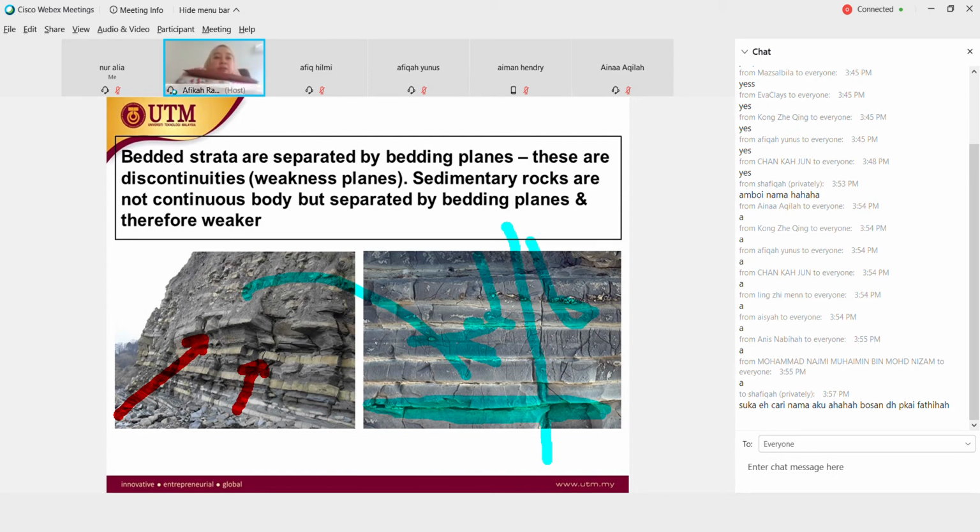So this one is easy to separate, isn't it? Because this is the weak plane. You get me? It's not attached. If it's not attached, it is easier to get detached. It doesn't have anything that connects, that bonds, that binds these two layers.